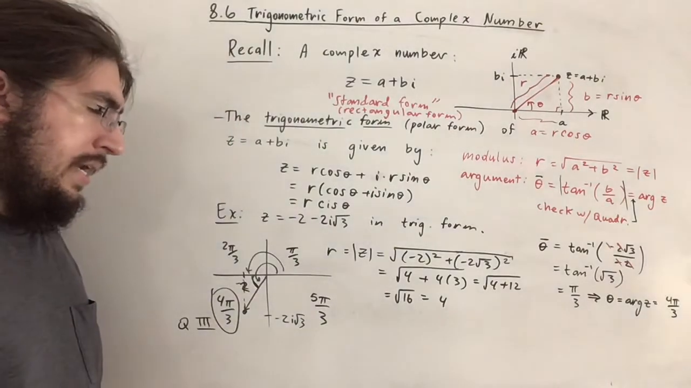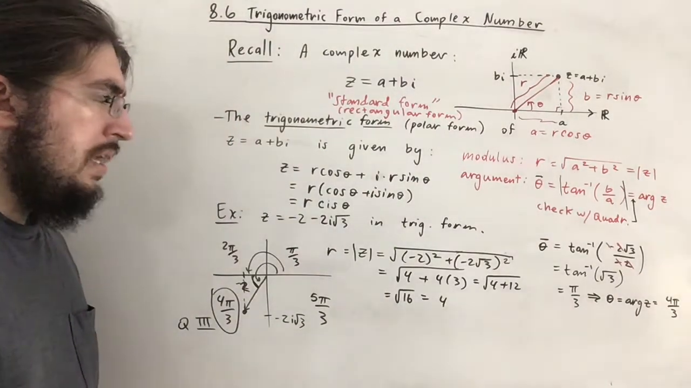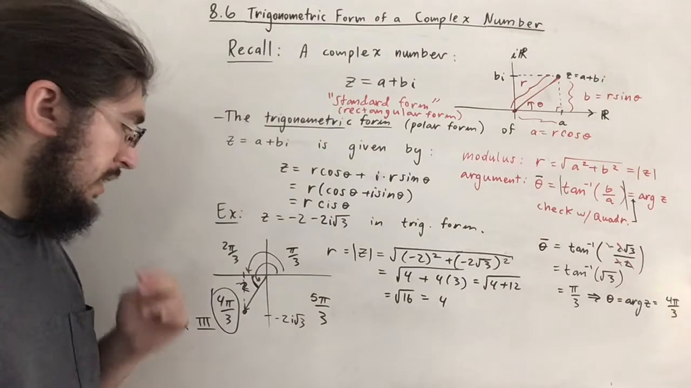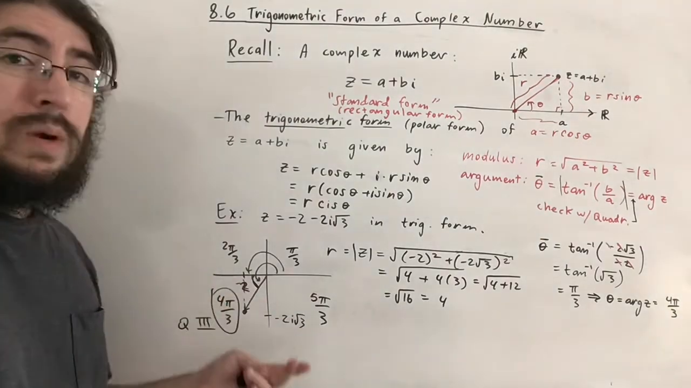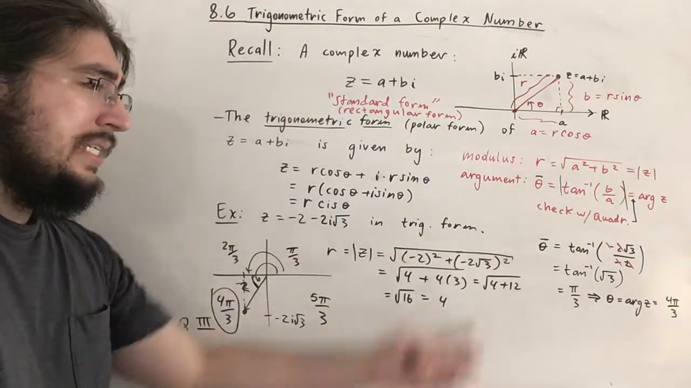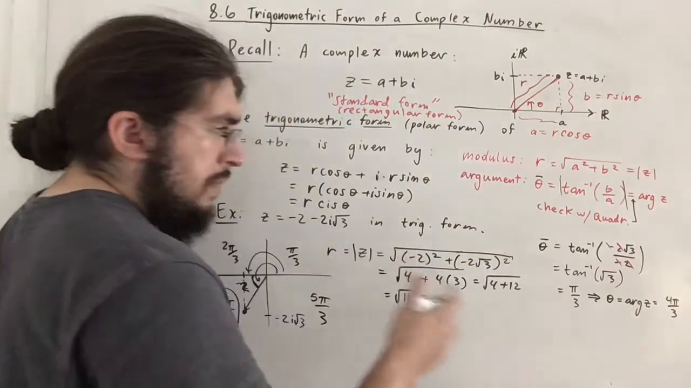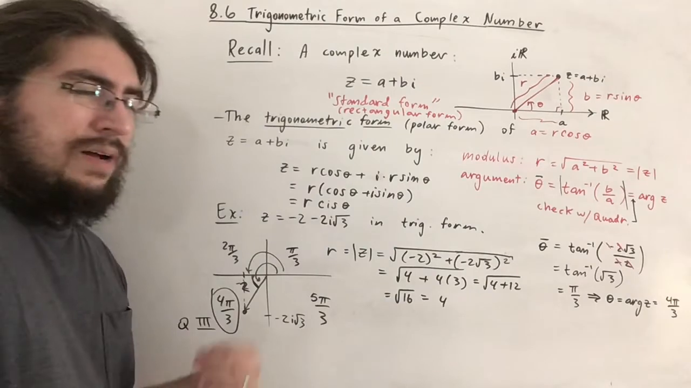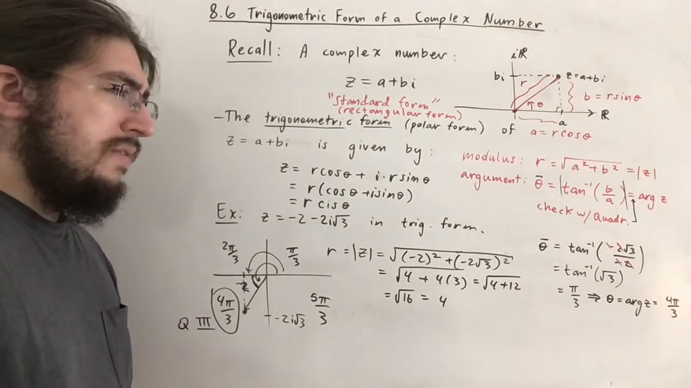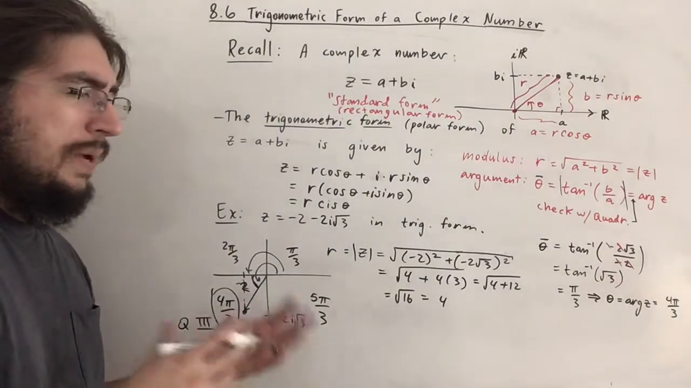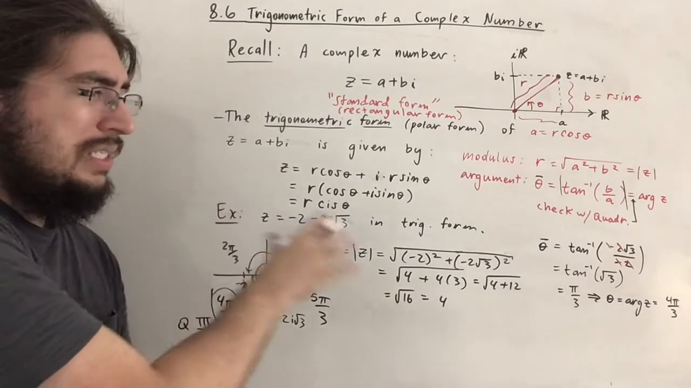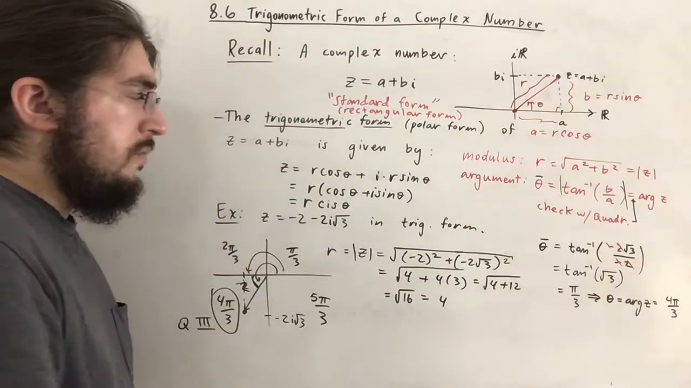If you want to write it in degrees, remember that pi represents 180. 180 divided by 3 is 60, and 60 times 4 is 240. So you can write it like that as well. But I'm going to leave it in radians here. And in fact, usually we're going to leave things in radians. But if you want to write in degrees, it just depends on what the problem says. But here, since I didn't specify, I'm just going to use radians.